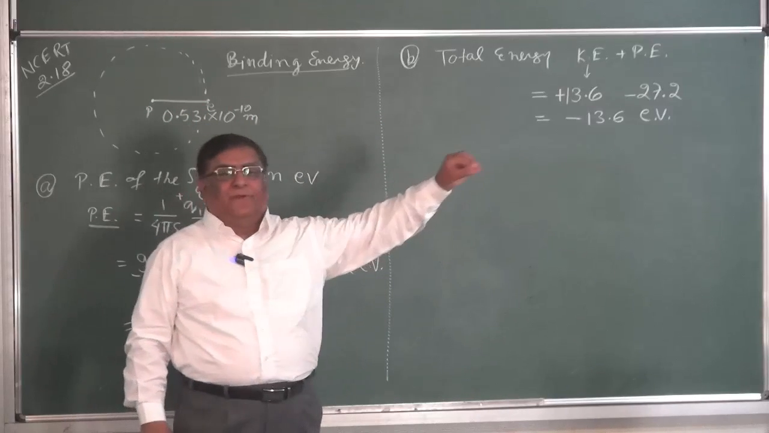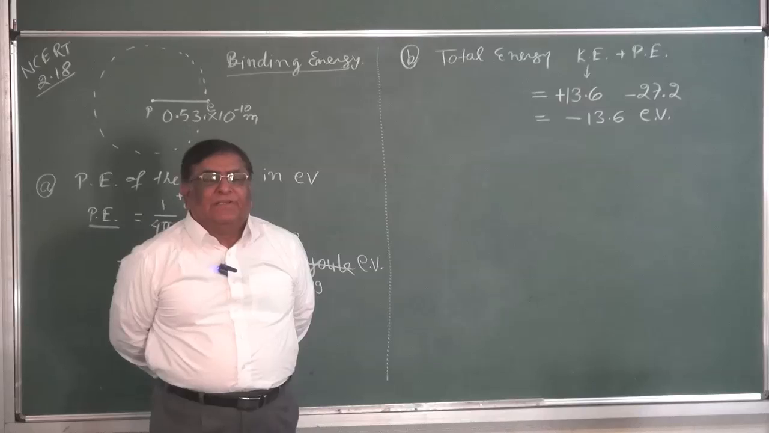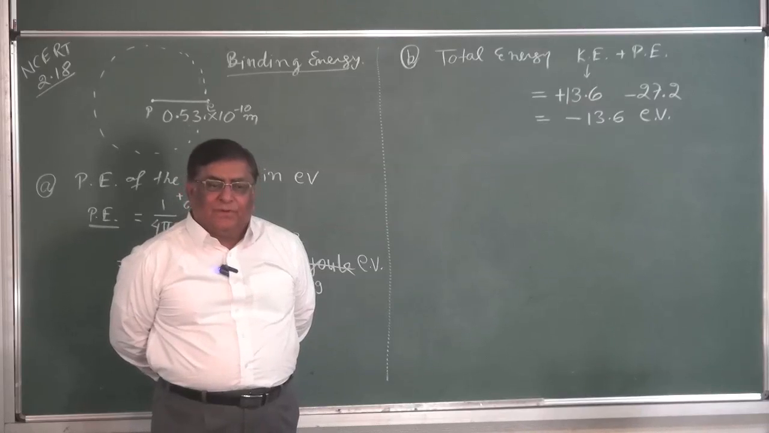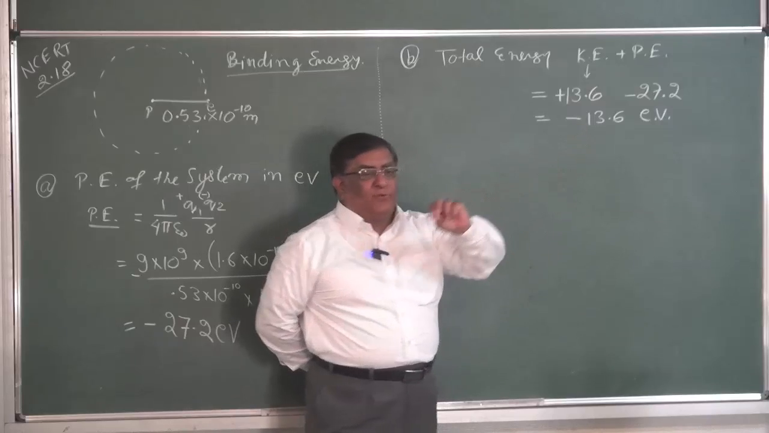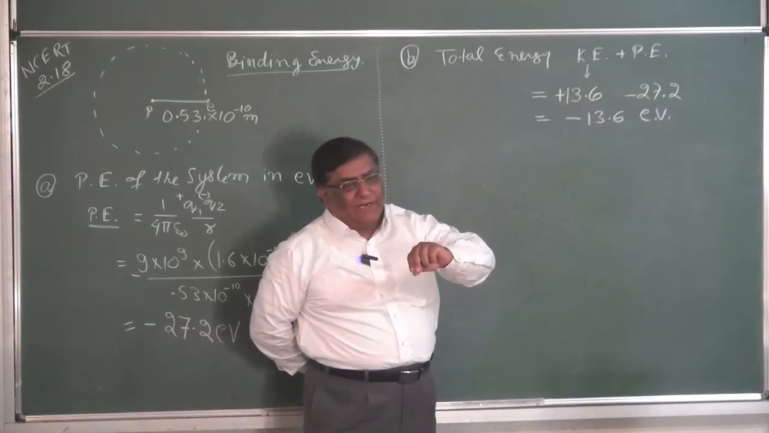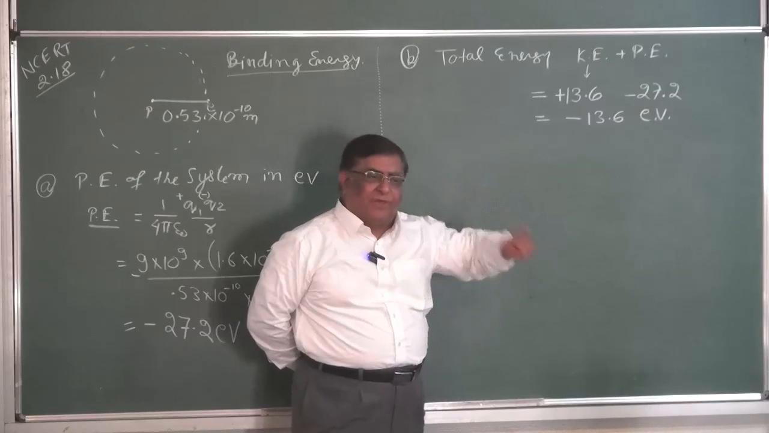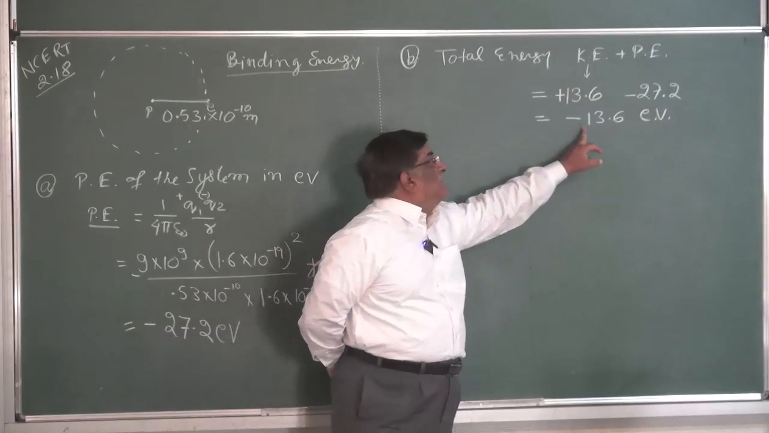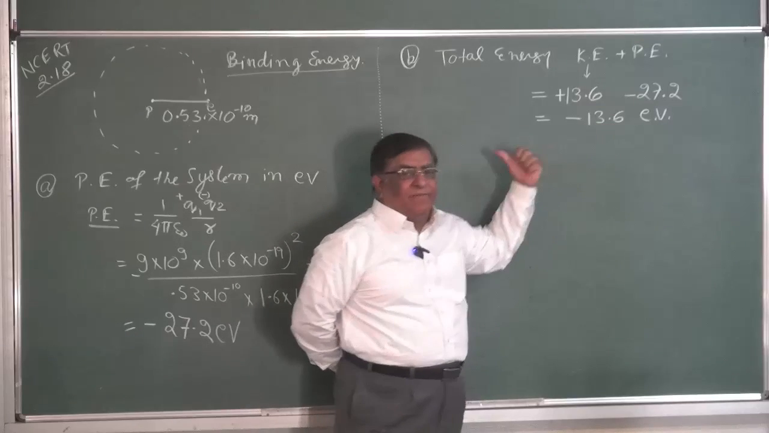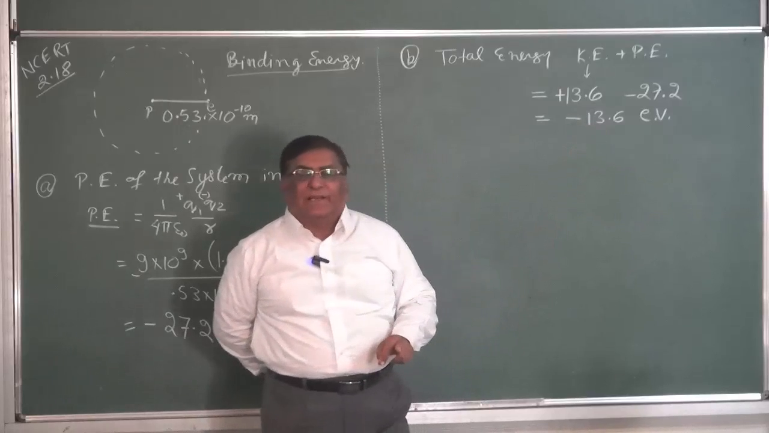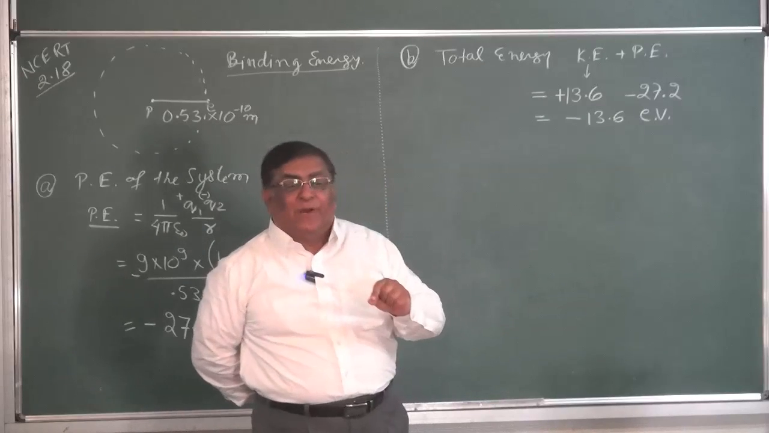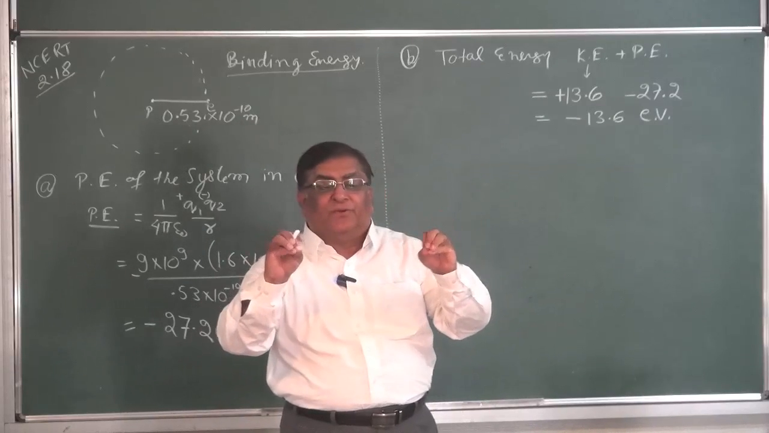When we take it to infinity, what should be its energy? Its energy should be 0. Okay, how can we make this energy 0? Will we have to give energy or will we have to take energy? The answer is we have to give it energy. How much energy? Plus 13.6 we will give it. If we give it energy plus 13.6, what will be the total energy? 0. And at 0 energy, what should be the distance between the two? Infinite.